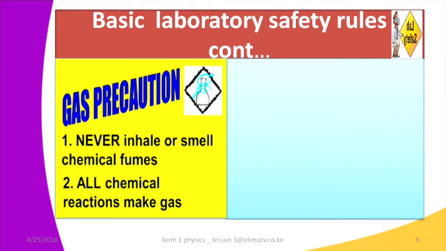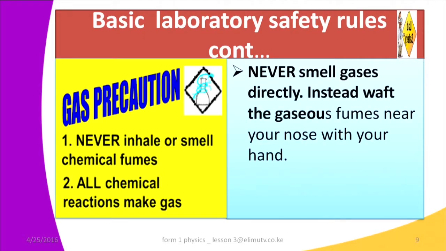So what are you supposed to do if you're carrying out an experiment that leads to the production of a gas? This is what you're supposed to do. Never smell gases directly. Instead, you waft the gaseous fumes near your nose with your hand. You waft. You're using your hand to blow the air towards your nose. That's wafting. So that the harmful fume of the gas does not directly get into you, which may end up harming you. So you don't smell directly.